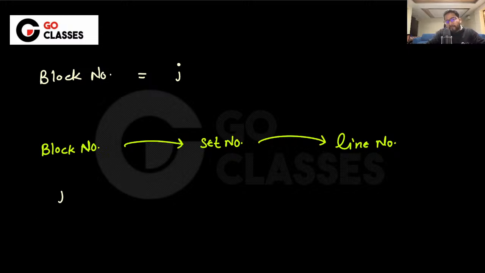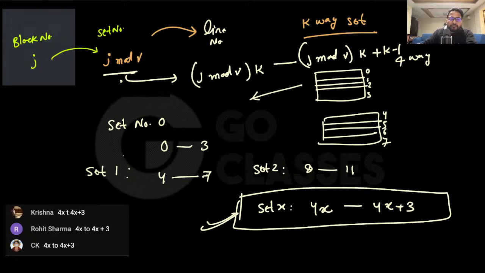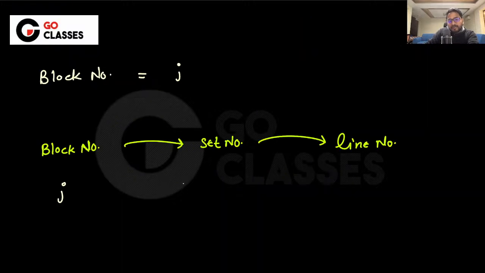If this is the block number j, and if the number of sets is, let's suppose, v, then the set number will be j mod v. Okay, this will be your set number. Is this understood to everyone?